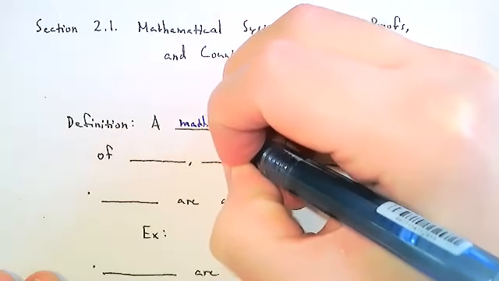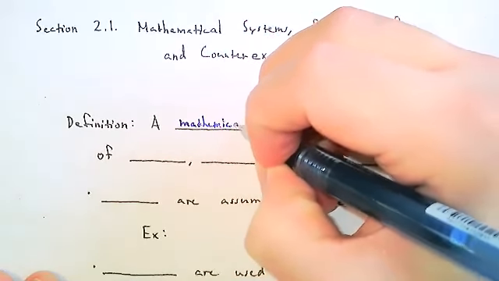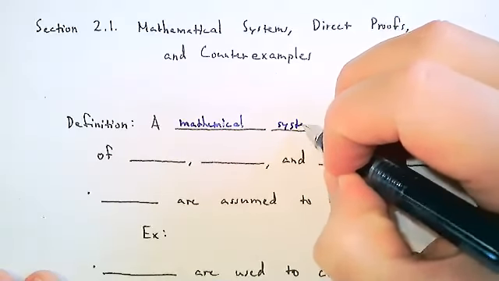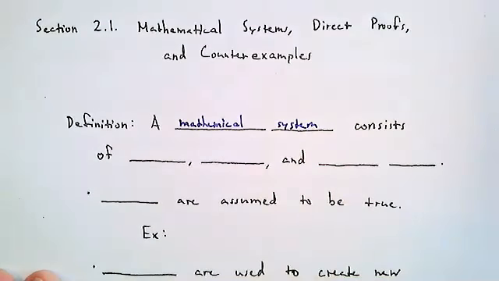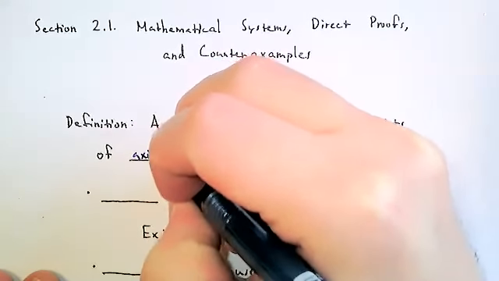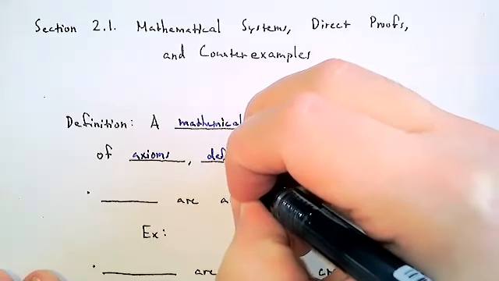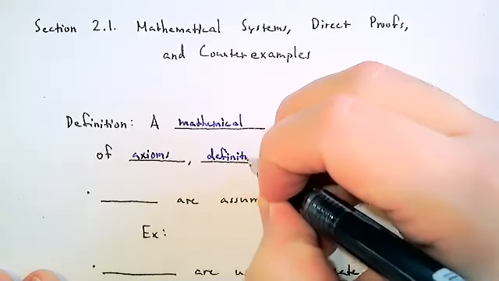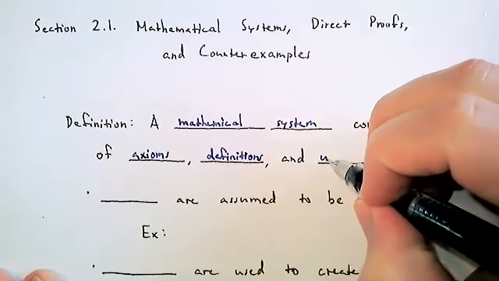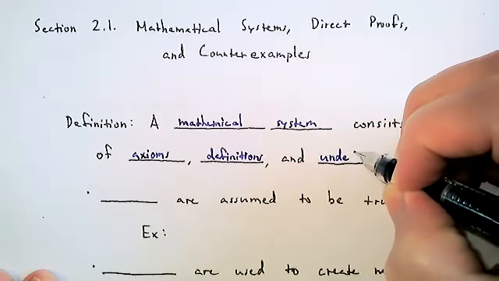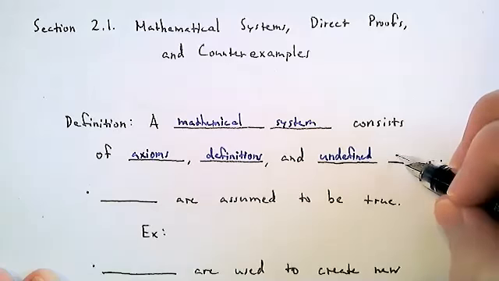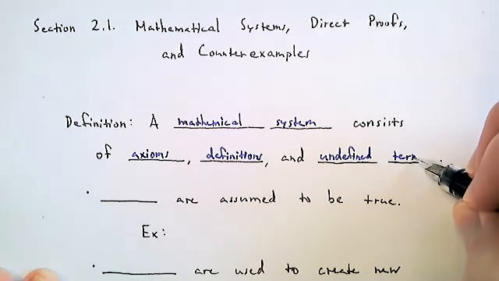Well, it's another word for things that you've already seen before in your other math classes. It's simply a collection of axioms, definitions, and undefined terms. And we'll go over what each of these things means in just a second, if you're not familiar with them.